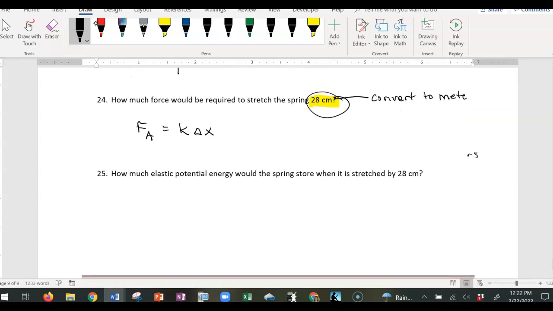Okay, and then how much elastic potential energy, this is energy, not force, would the spring store? That's going to be 1/2 of the spring constant times the displacement squared. And again, you need to be sure to convert to meters, from 28 centimeters into meters. Okay, we've finished this lab.